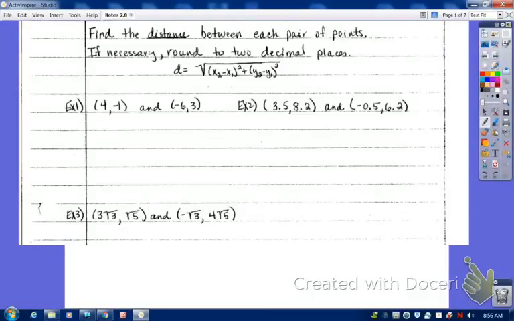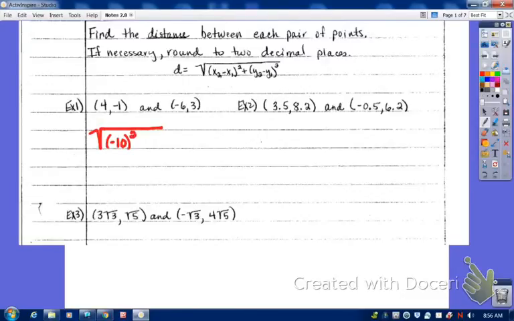So if we're doing the distance for example 1, we've got a big square root. And we're going to subtract our x's. So the formula actually says second x minus first x. So what number would be the second x? Negative 6. So can y'all do that in your head? Negative 6 minus 4 is negative 10.